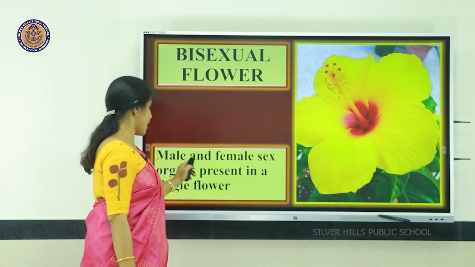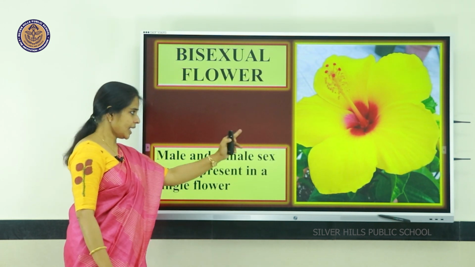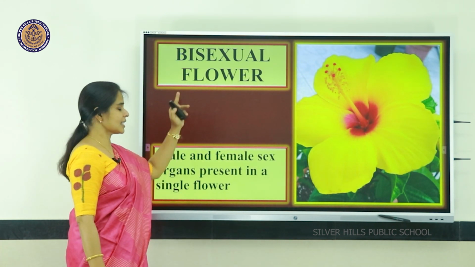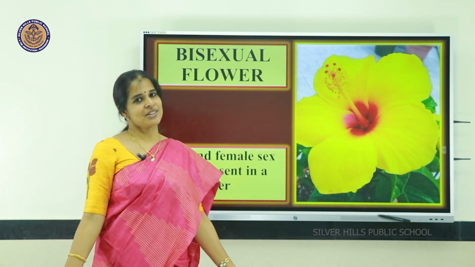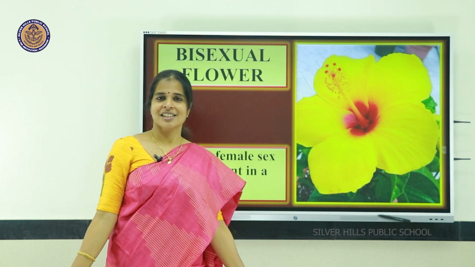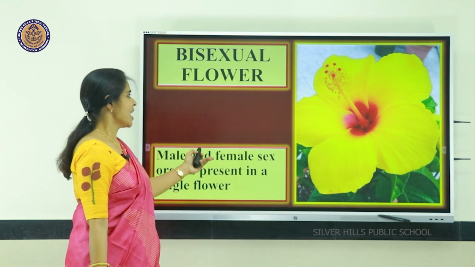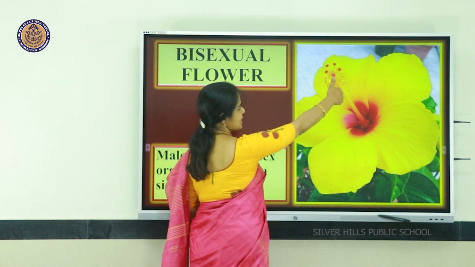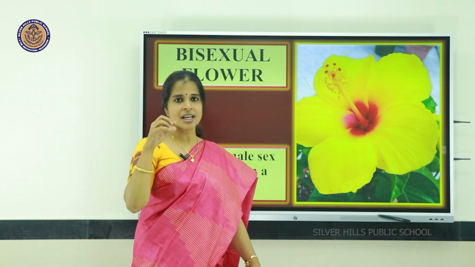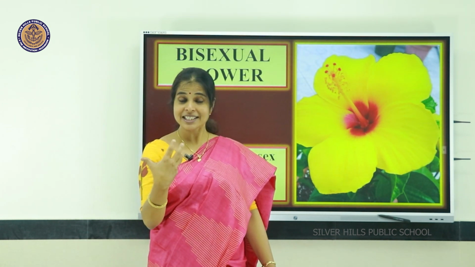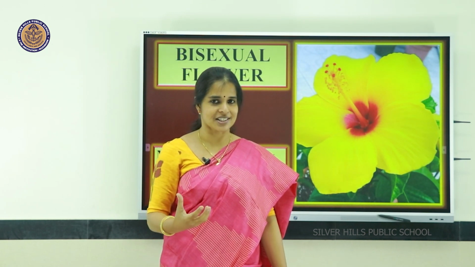Whenever in a flower both male and female sex organs are present in a single flower, we call it a bisexual flower. What is the picture given there? Hibiscus is the best example. Yes, a bisexual flower. You can see the male sex organs as well as female sex organs are present. For that we must know what is a male sex organ, what is a female sex organ. In the coming part we are learning all these things.